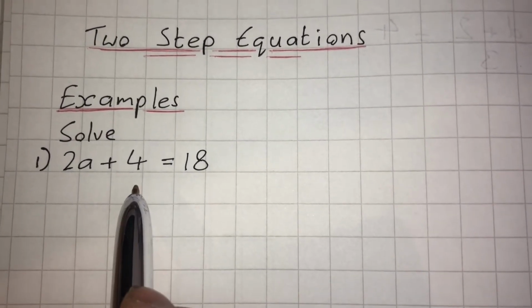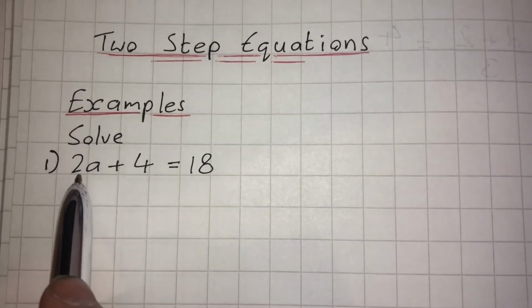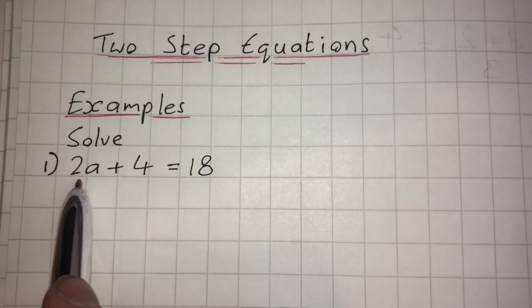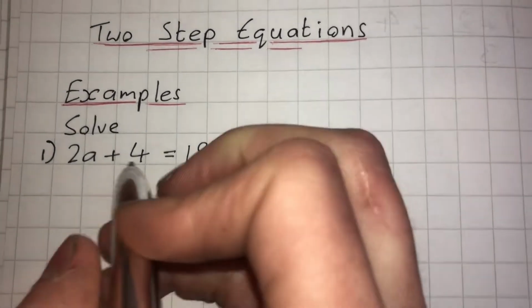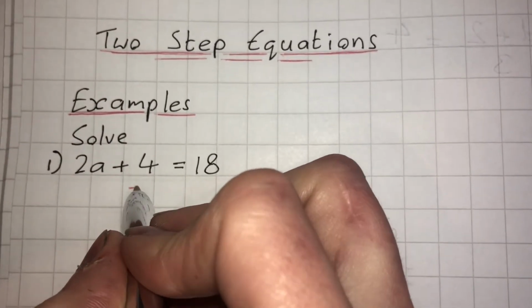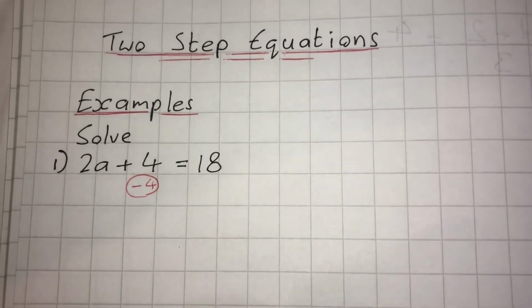When I'm working backwards, I'm going to get rid of this plus 4 first. Okay? If I consider what's on the left with the a, I've got to multiply by 2 and a plus 4. I'm working backwards, so I'm going to get rid of the plus 4 first. So to get rid of plus 4, I subtract 4. And I do it. Two-step equations, there's going to be 2 steps to solve it. Okay?